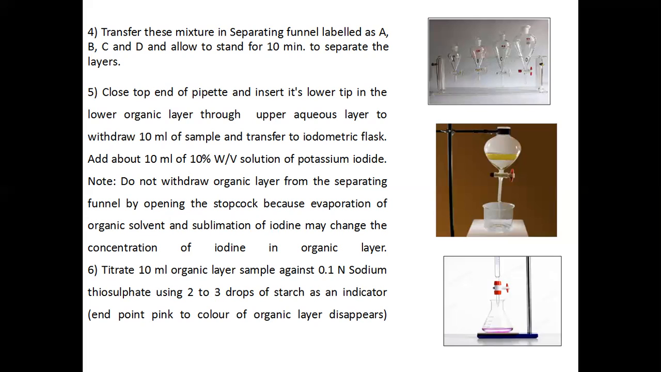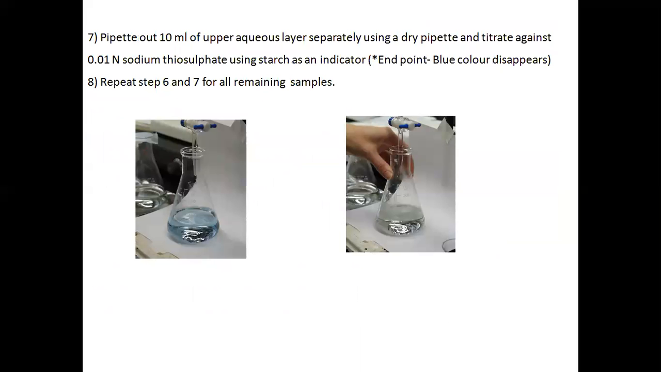Titrate 10 ml organic layer against 0.1 normal sodium thiosulfate using 2 to 3 drops of starch as an indicator. Endpoint, pink color of organic layer disappears. Pipette out 10 ml of upper aqueous layer separately using a dry pipette and titrate against 0.01 normal sodium thiosulfate using starch as indicator. Endpoint, blue color disappears. Repeat steps 6 and 7 for all remaining samples.